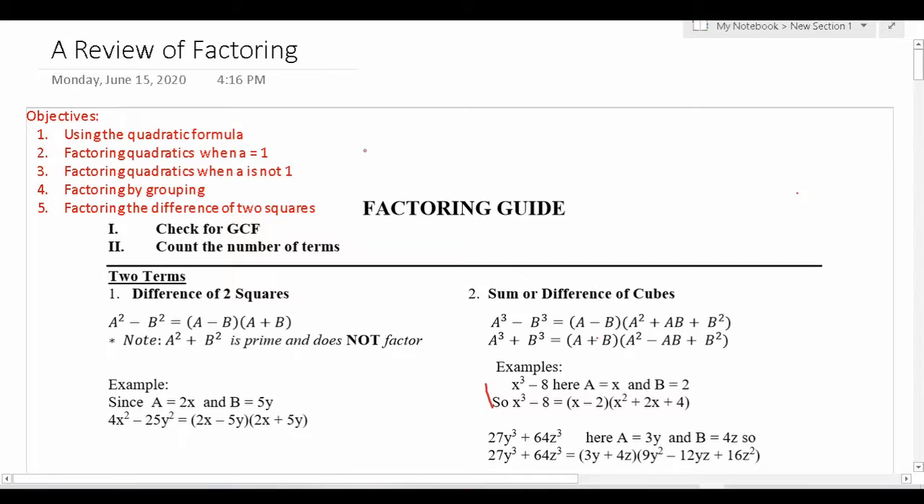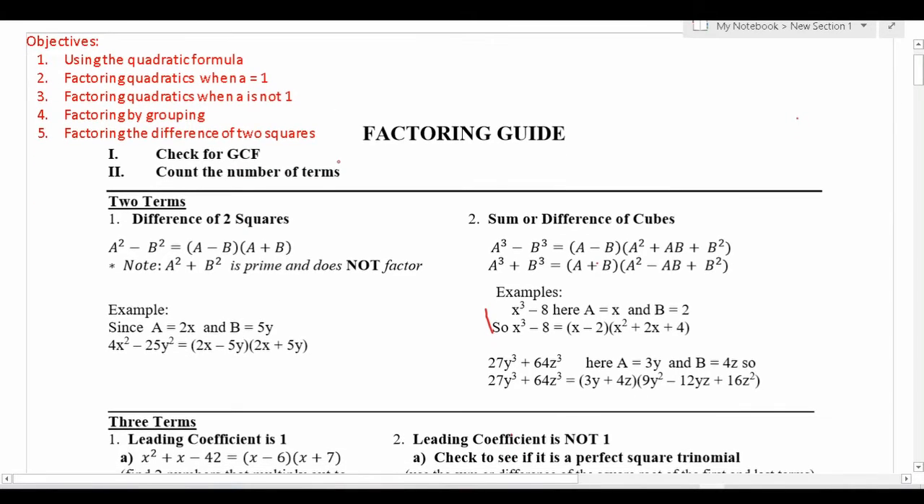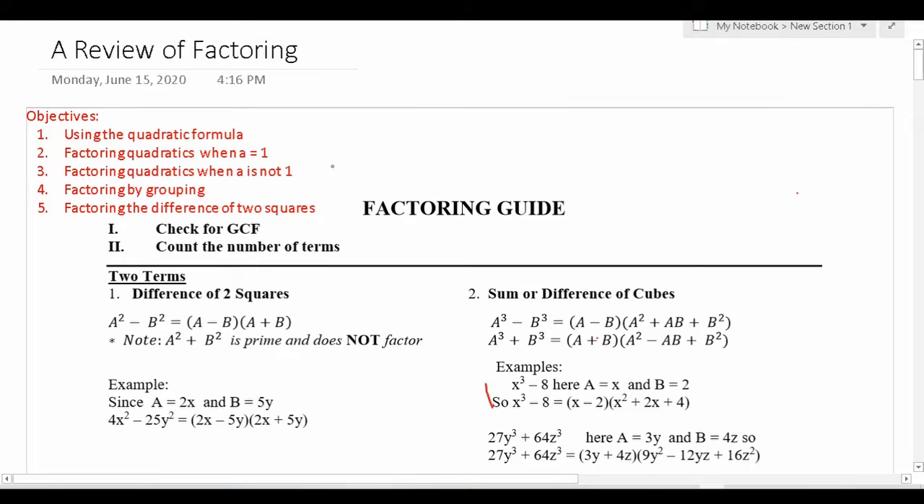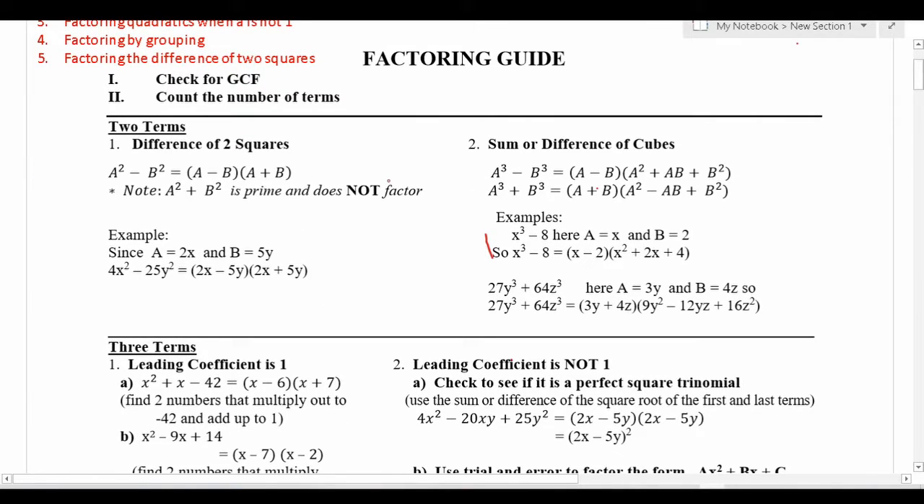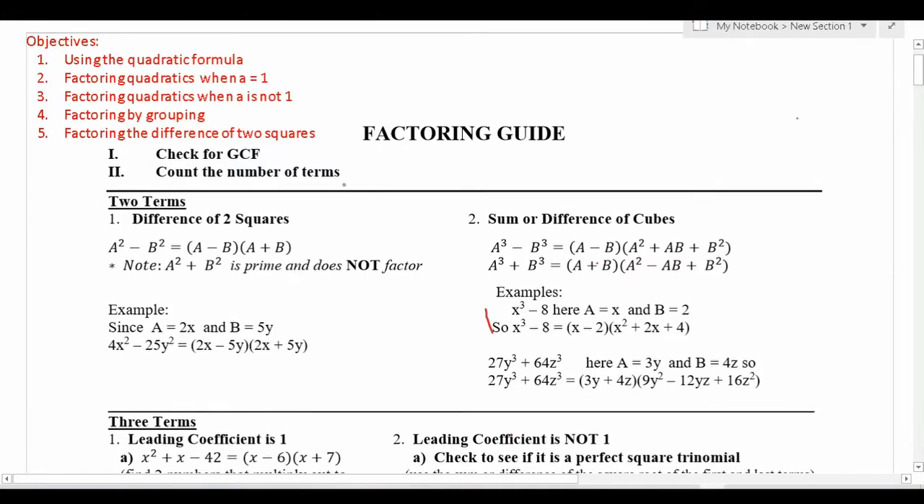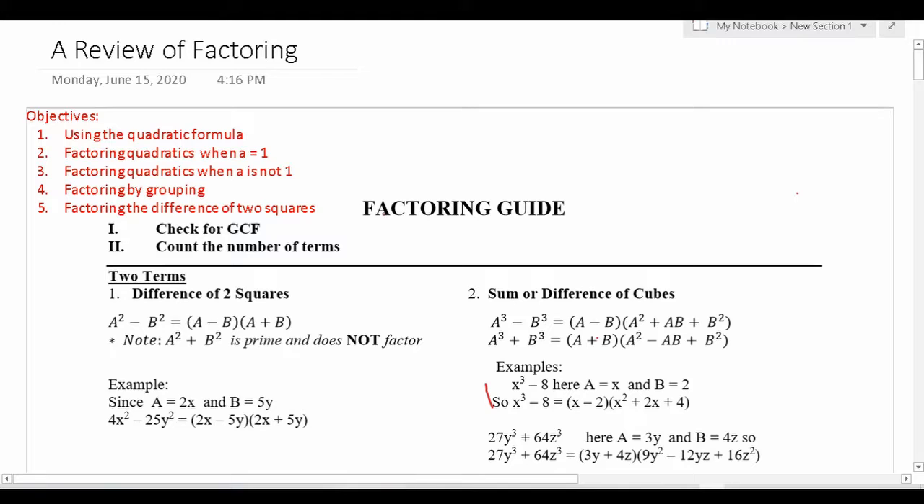Later this week, I'll upload videos in which I discuss factoring quadratics when the leading coefficient is 1 as well as not 1. I'll talk about factoring by grouping, and finally, I'll discuss how to factor when you're given the difference of two squares. In addition, I'm going to include a link to this factoring guide in the description of all those videos in case you find it helpful to look at as we discuss each of these topics. All that said, let's go ahead and get started with today's video.